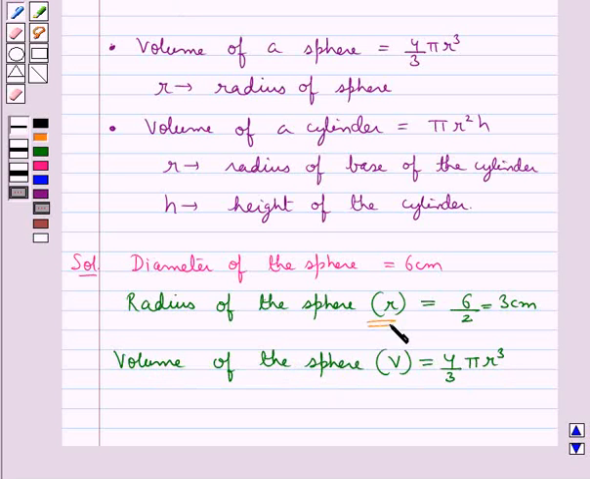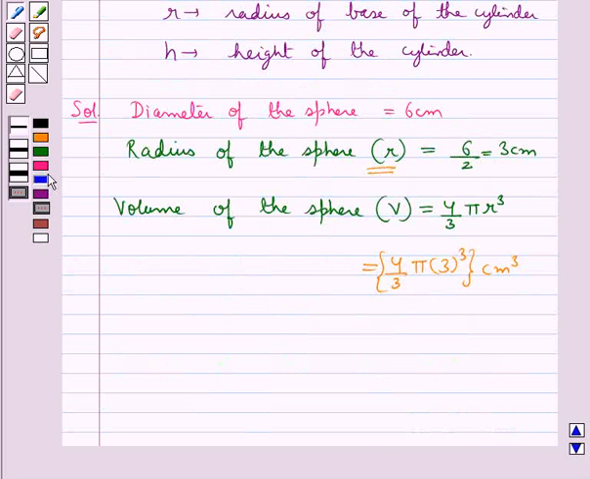Putting the value of this r, this is equal to 4 by 3 pi into 3 cube centimeter cube, or you can say this is equal to 36 pi centimeter cube is the volume of the sphere.